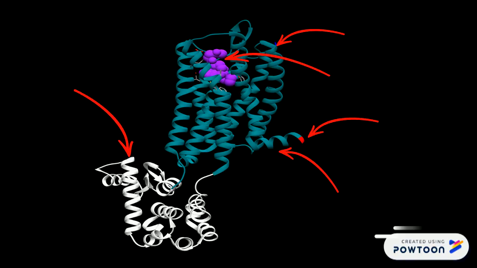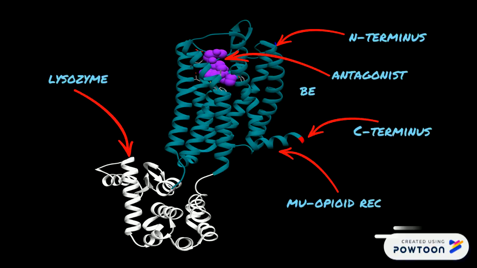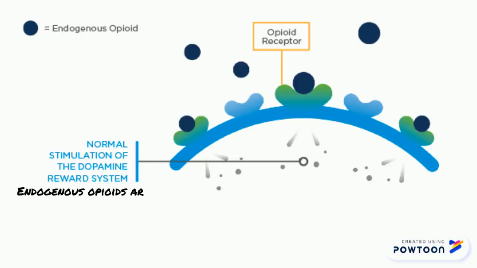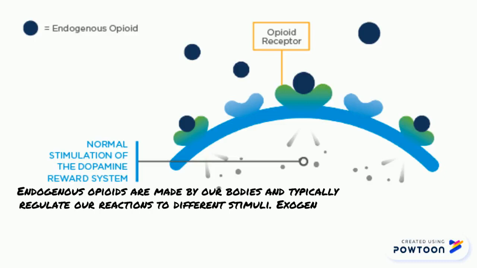This is an example of a mu-opioid receptor which is bound to a morphinan ligand. An endogenous example would be beta-endorphin, while an exogenous example would be codeine. What is the difference, you may ask? Endogenous opioids are made by our body and typically regulate our reactions to different stimuli. Exogenous opioids are either plant-derived or produced synthetically.